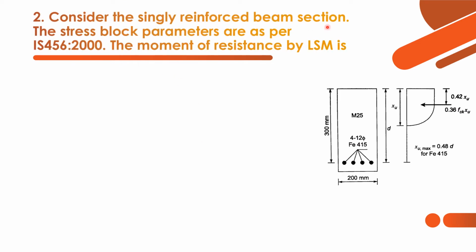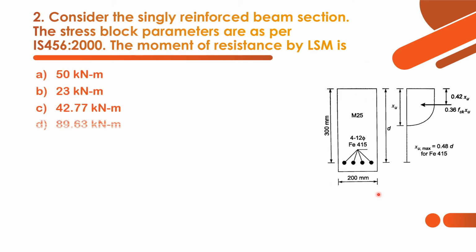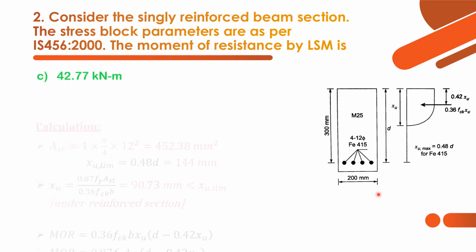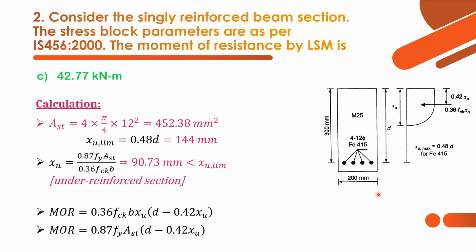Consider the singly reinforced beam section. The stress block parameters are as per IS 456. The moment of resistance by LSM method is? They have given a beam having cross section 200 by 300, where 300 is the effective depth, 300 mm. They have mentioned four numbers of 12 mm diameter bars of Fe415, and the concrete grade used here is M25. So using IS 456 codal provisions, we have to calculate the moment of resistance. Here the answer is option C, 42.77 kilonewton meter.